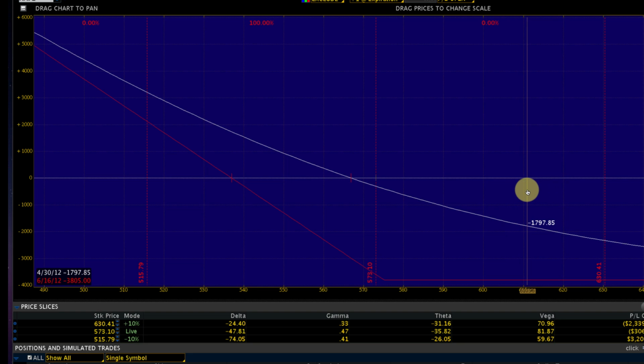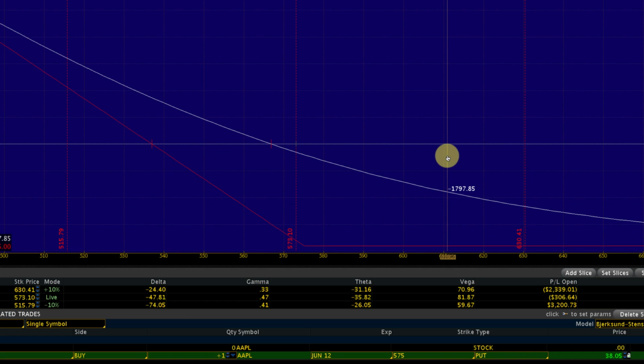your maximum loss is $3,805, which is derived from 100 shares at 38.05 per share. So that's your maximum loss. If Apple goes anywhere above 575, which is your strike price, you can see the red line changing directions there. If Apple is above 575 on the day of expiry, then you're going to see a maximum loss of 3,805.